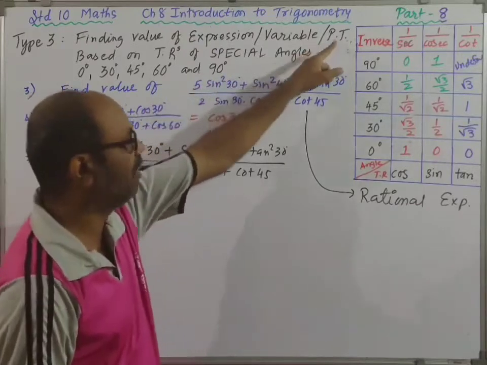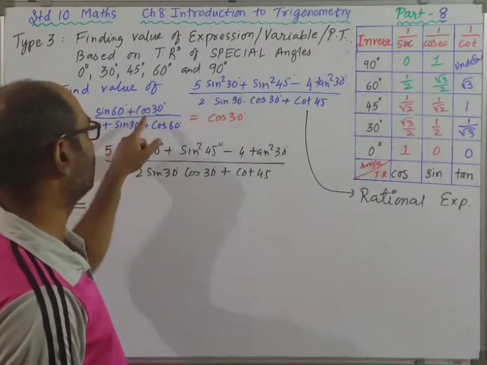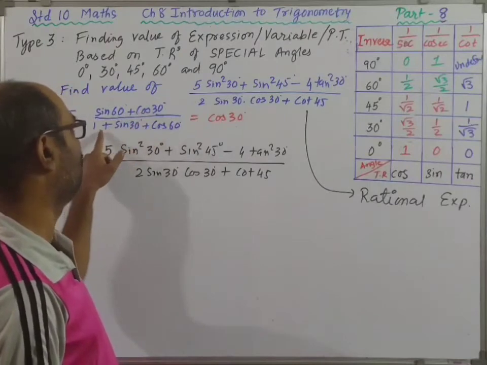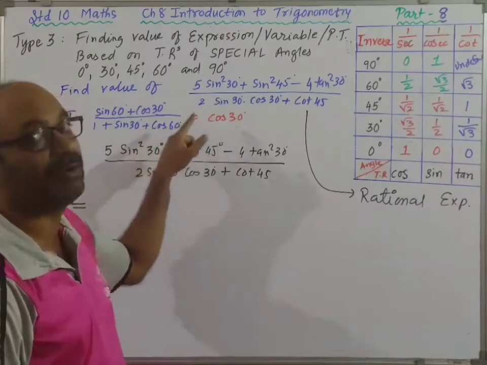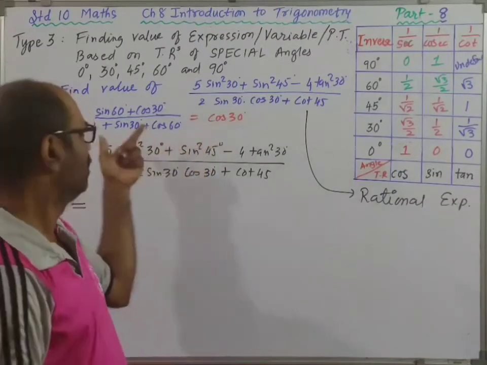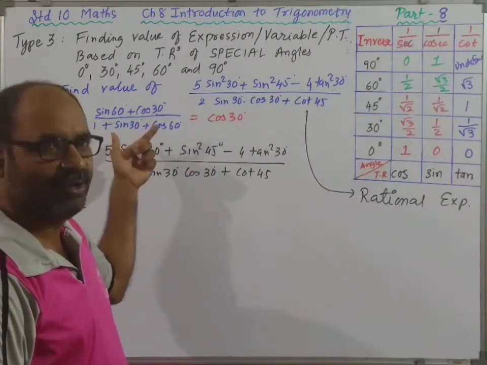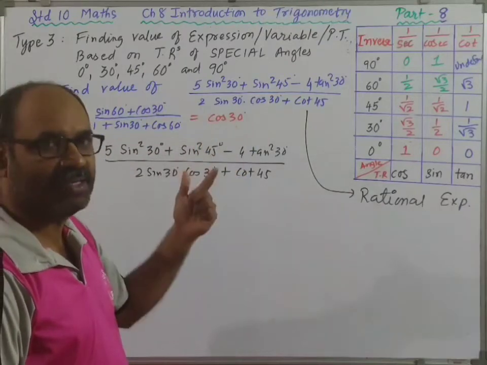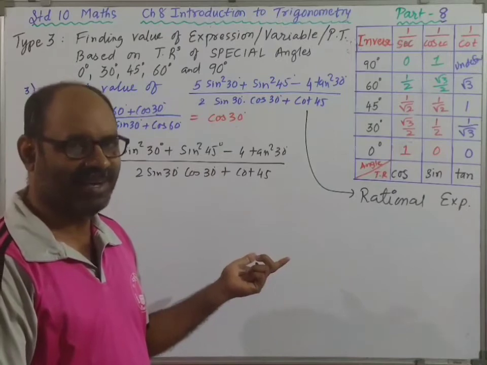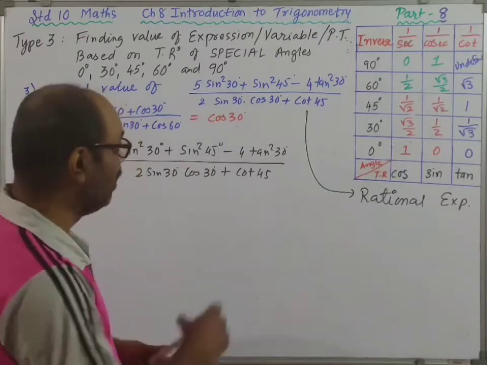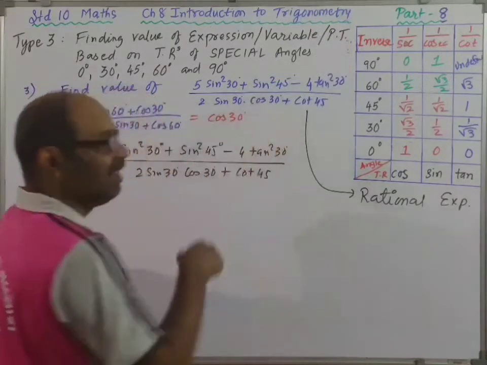Prove that (sin θ + sin 60 + cos 30) upon (1 + sin 30 + cos 30) is equal to cos 30. यहां प्रूव करना है. So I pick up the left hand side, find its value, then I pick up the right hand side, find its value. Both the values would be the same. So left hand side is equal to right hand side. Proof, very easy. So here prove that is easier than this.